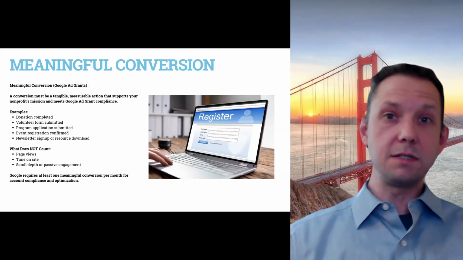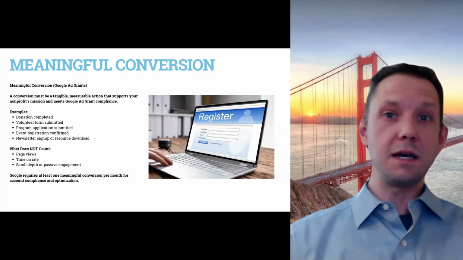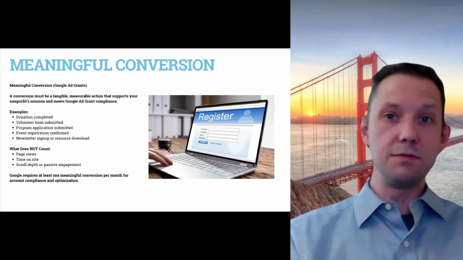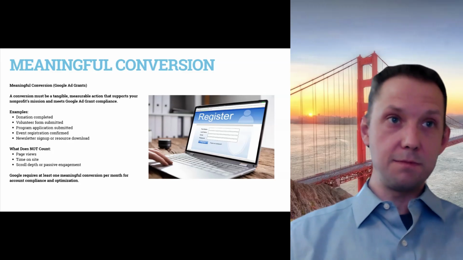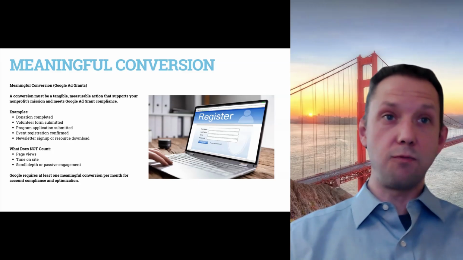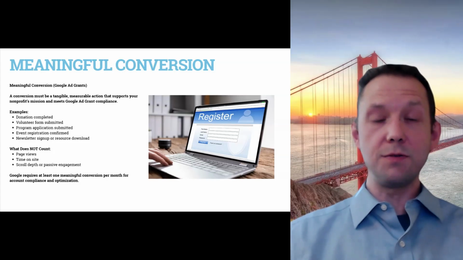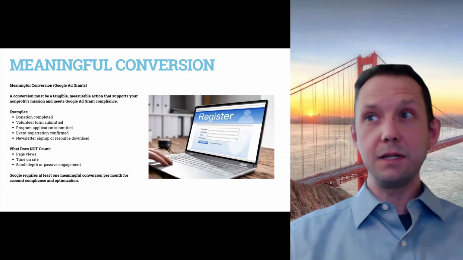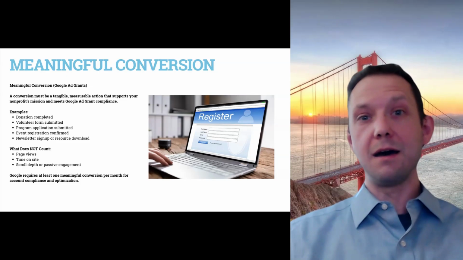These are more for optimizing your overall behind the scenes, but Google wants to see that the right people are engaging and what you're sending traffic to is having the right impact. And as mentioned before, Google requires at least one meaningful conversion per month for account compliance and optimization. You actually need more, ideally, because Google Ads are driven by conversions. With AI and optimization, more is better.